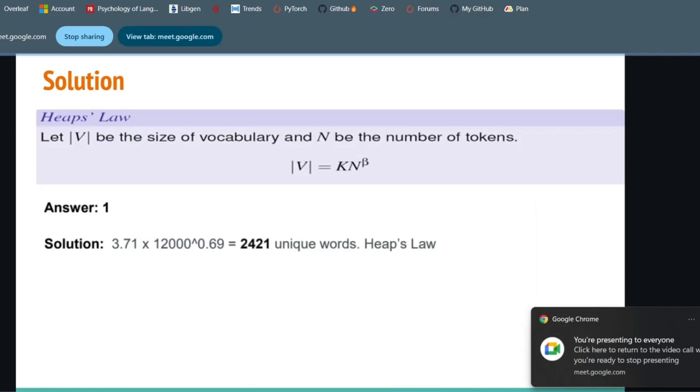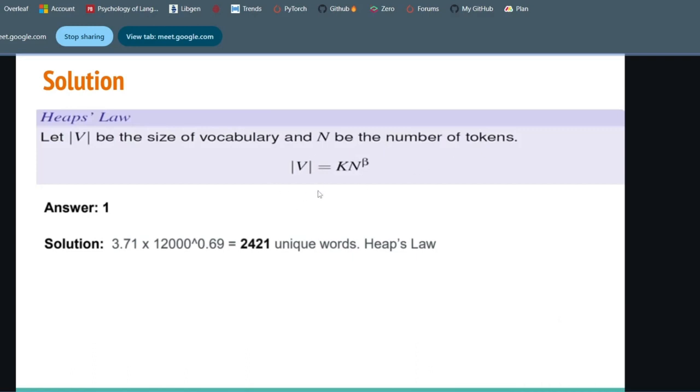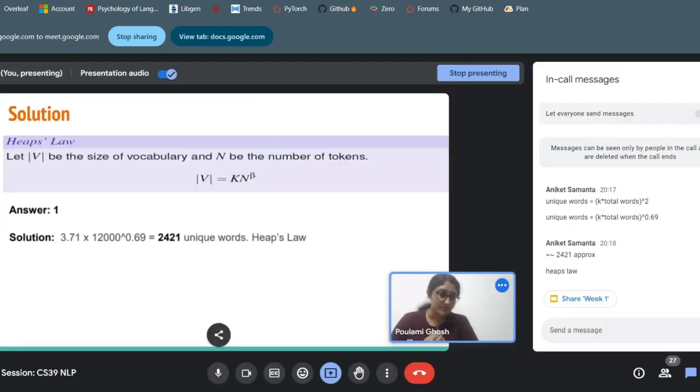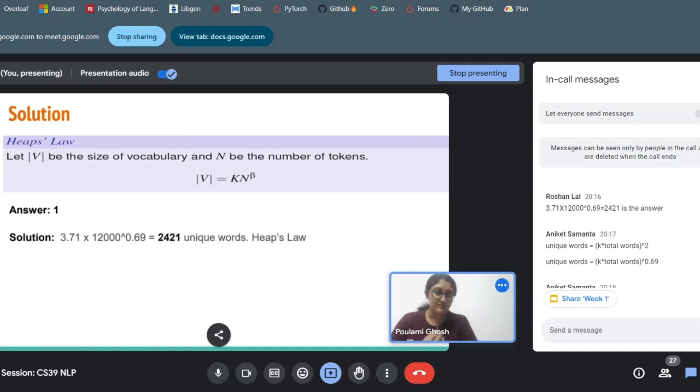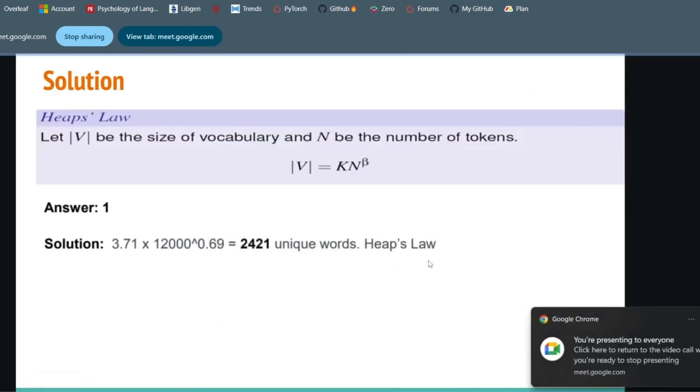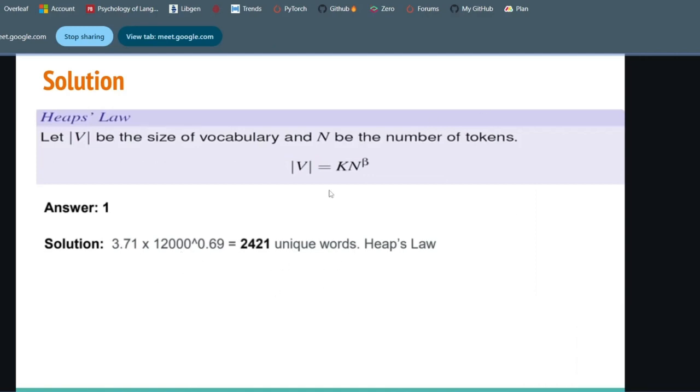So, as correctly said, this is Heaps law, which correlates the vocabulary and the number of tokens. This is the formula governing it, and the entire figure was put in the chat by Aniket, and even Roshan. Both of you put the formulation out there, and this is correct. Most of you got it correct. So this is the correct solution.